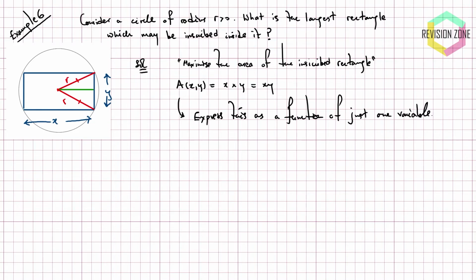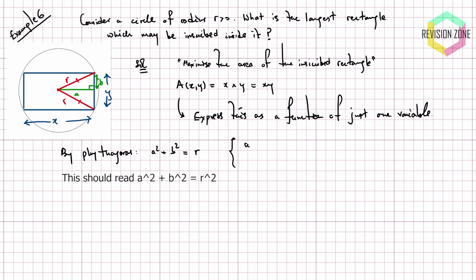And since this is a perpendicular, whatever that distance there is, let's call it A, and whatever this distance here is, let's call it B. We can say A squared plus B squared has to be equal to R squared. Now, it should not come as a surprise that A is nothing other than a half x and B is nothing other than a half y. That's quite clear. So we can go on and say a half x squared plus a half y squared is equal to r squared.